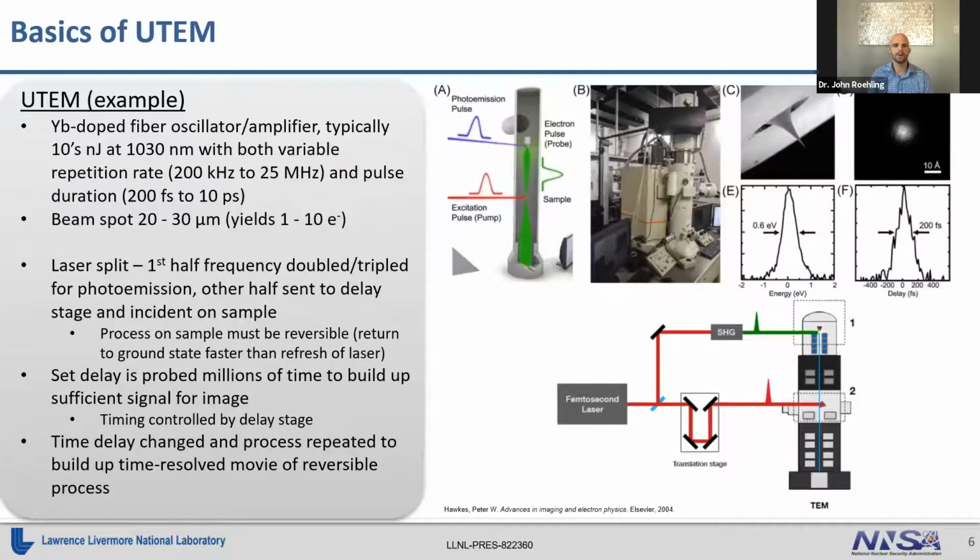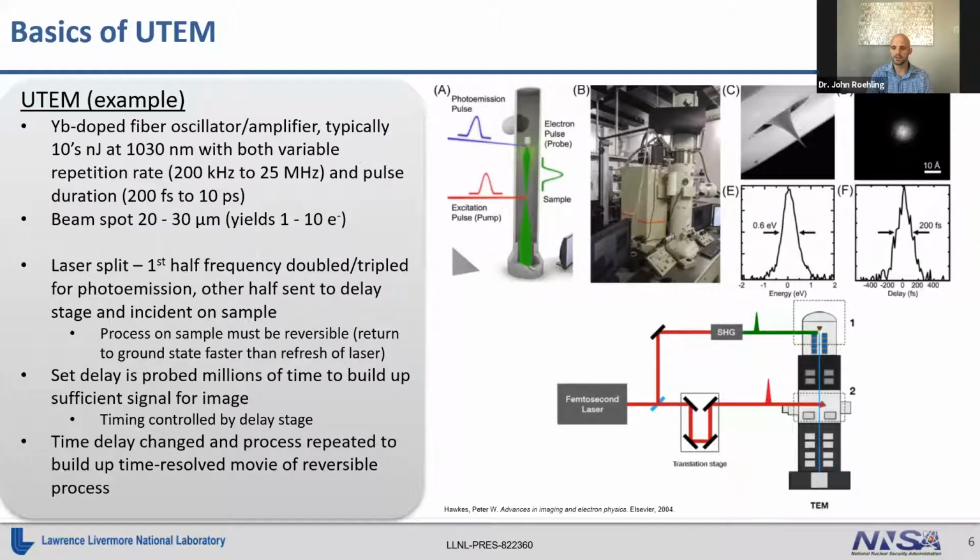So, the basics of what a UTEM instrument looks like. You have a normal TEM column with a port that goes into the column that shines on the photocathode, and another port which shines onto the sample. Typically, you have a femtosecond laser with a variable repetition rate as well as pulse duration, and the energy is typically in the tens of nanojoules per pulse, and that's kind of the higher end.